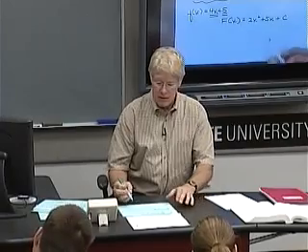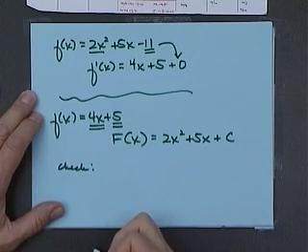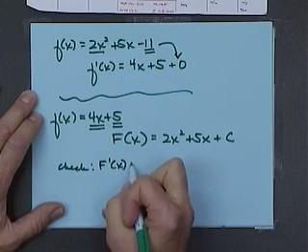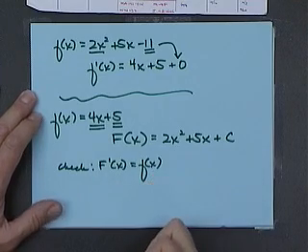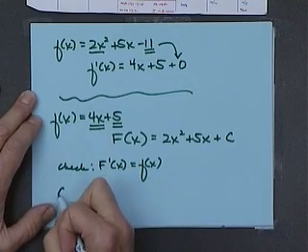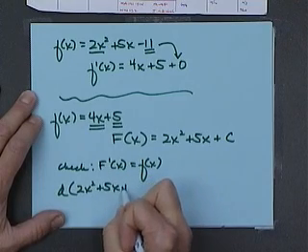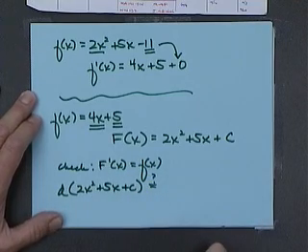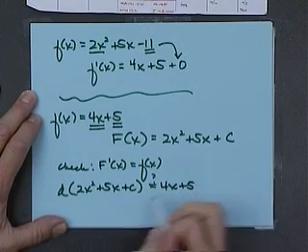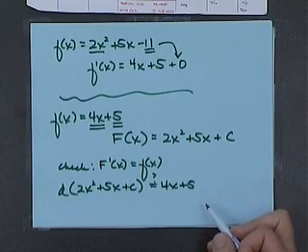Now, you have a built-in check on every antiderivative problem that you do, and you should be able to take the derivative of our answer, and you should be back to the original problem that we started with. So the derivative of 2x squared plus 5x plus c, is that, in fact, what we started with? There's our 4x, there's our plus 5. The derivative of any constant shows up as 0, so it does check.